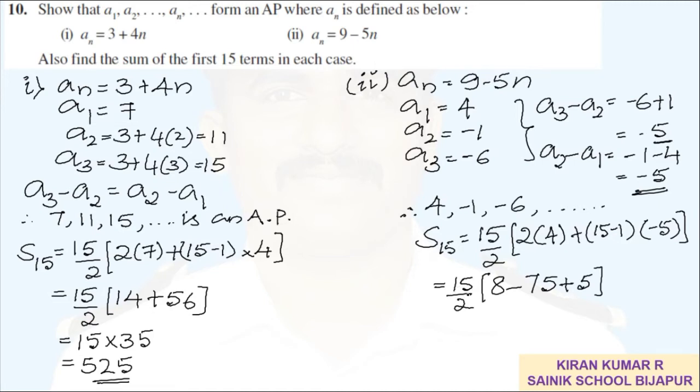Here, this 13 added to negative 75 will be minus 62. So the result is minus 465, because 231 times 2 is 62. On multiplication we get minus 465.